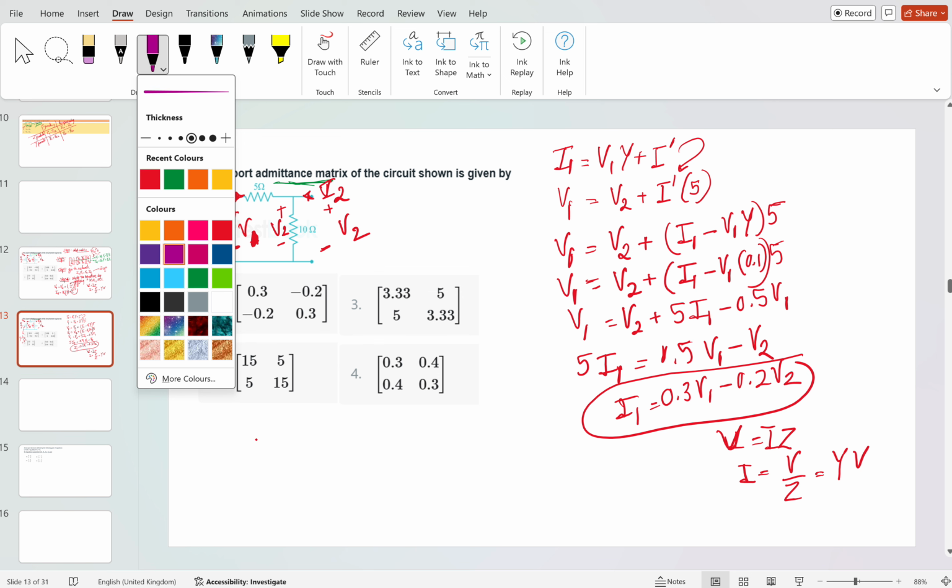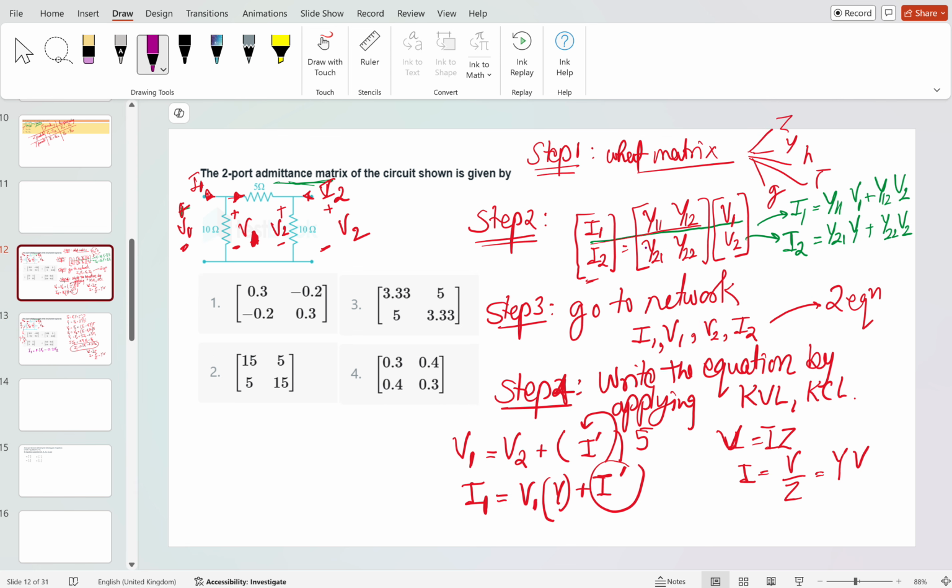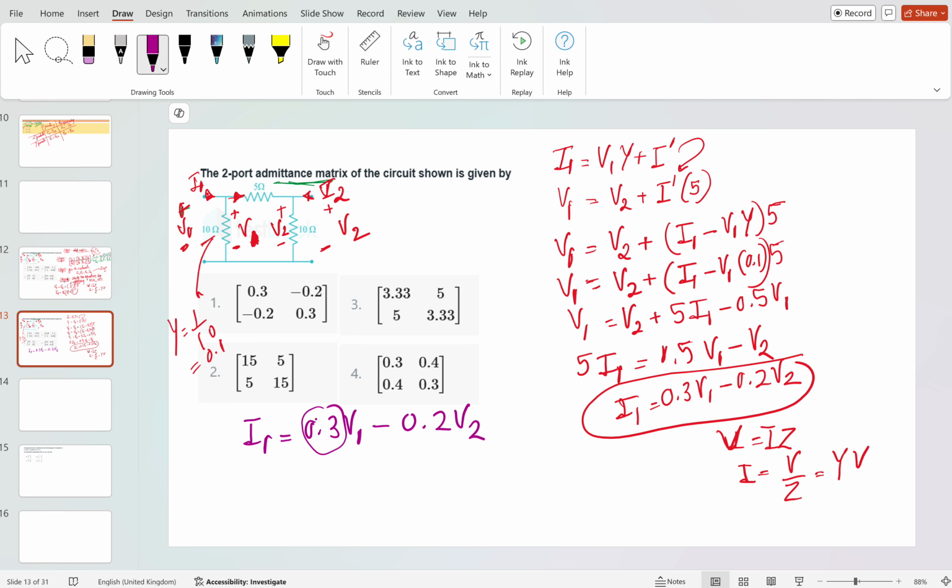Let me take another color. Here we have got that I1 is equal to 0.3 times V1 minus 0.2 times V2. What was the standard? The standard form is also like that, no? If you see here, in the standard you want I1 in terms of V1 and V2, with coefficients Y11 and Y12. This is actually the Y11. This is actually the Y12. So in the question, in the solution options, the first option is actually matching with these Y11 and Y12 parameters.